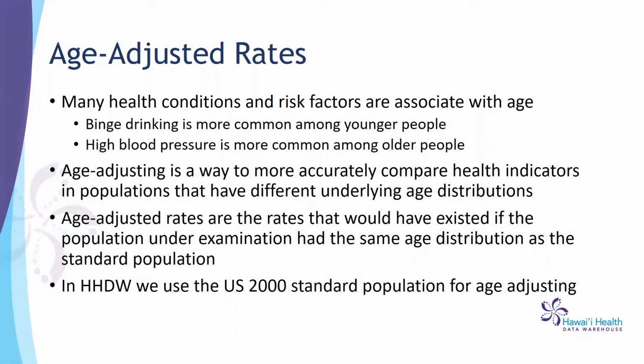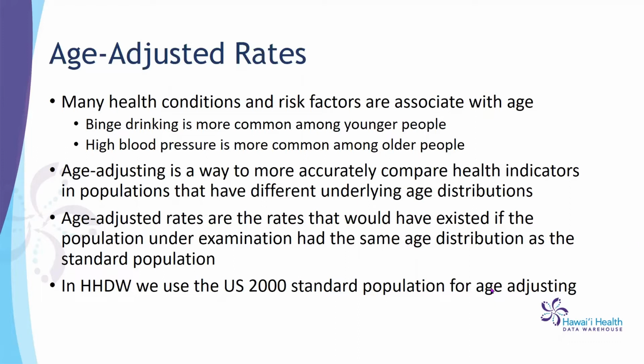So for example, if you were looking at a population on a college campus and they have a very high rate of binge drinking, and you try to compare them to a population that is more rural, that has an older population, you would want to age adjust to see what binge drinking really looks like when you take out the age factor. What age adjusting does is make the rates that would have existed if the populations under examination had the same age distribution. So roughly the same percentage of people that were 18 to 24, 25 to 34, etc. And in HHDW, we use the US 2000 standard population when we do our age adjusting.